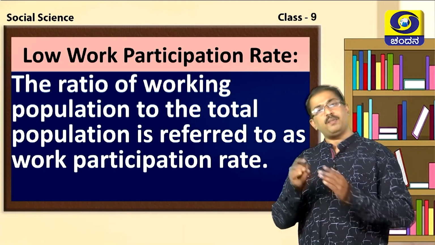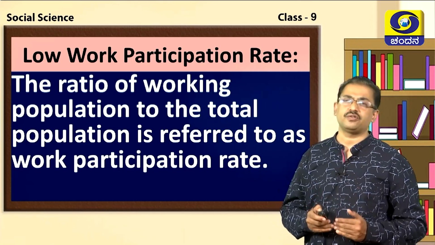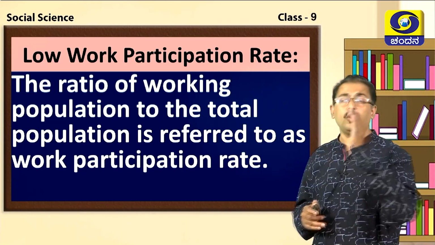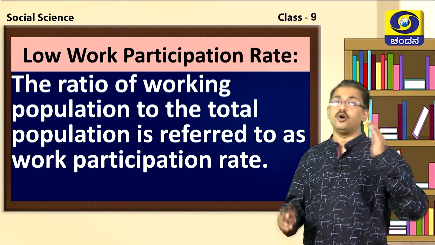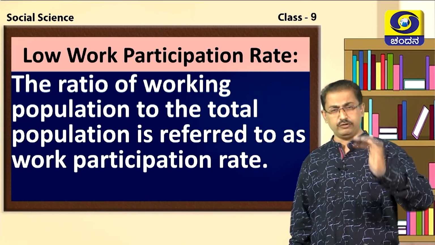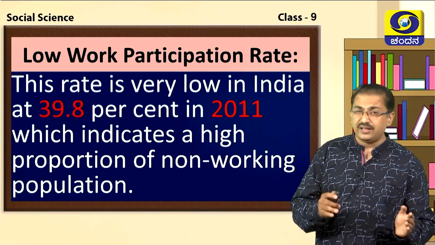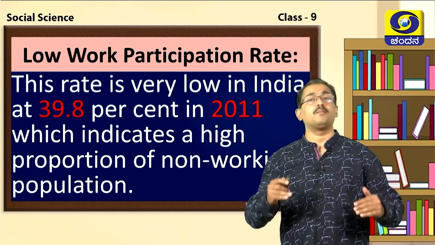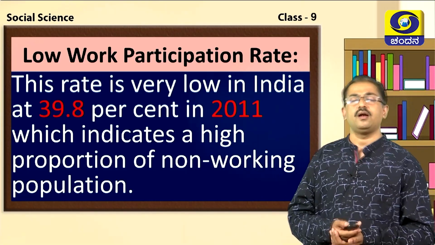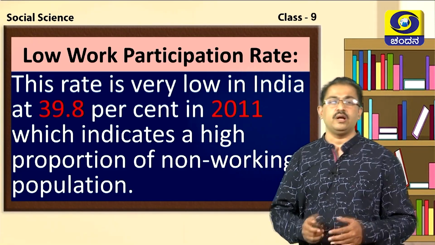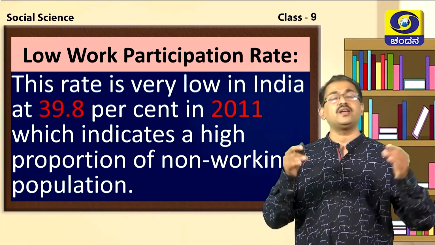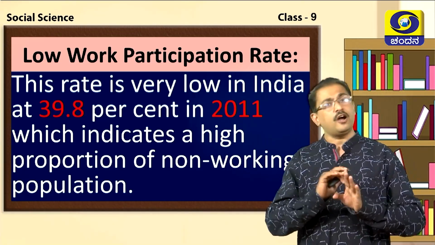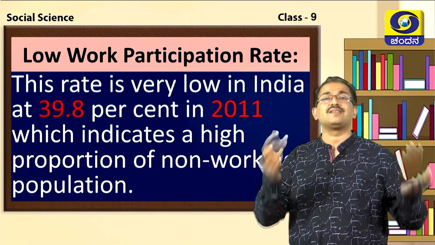The low work participation rate is also one of the features of India's population. The ratio of working population to the total population is referred to as work participation rate, which is low. This rate is very low in India. It is just 39.8% of people who are participating in productive activity as per the 2011 report. The rest of the people are the non-working population, which is a burden to the nation because they are only consuming and not producing, and they are not becoming an asset of the nation.